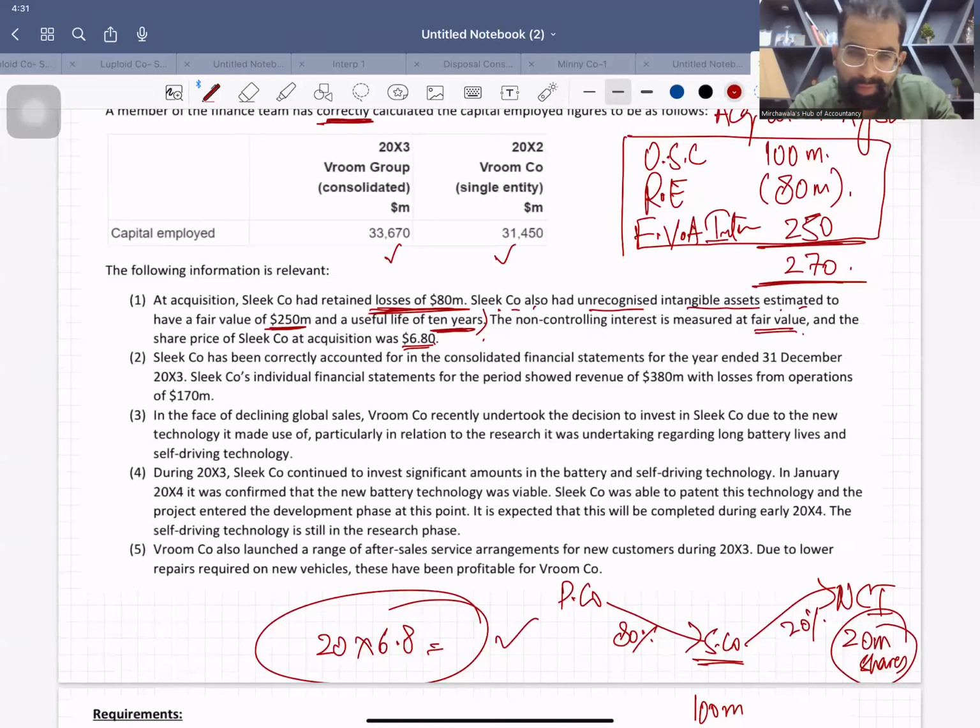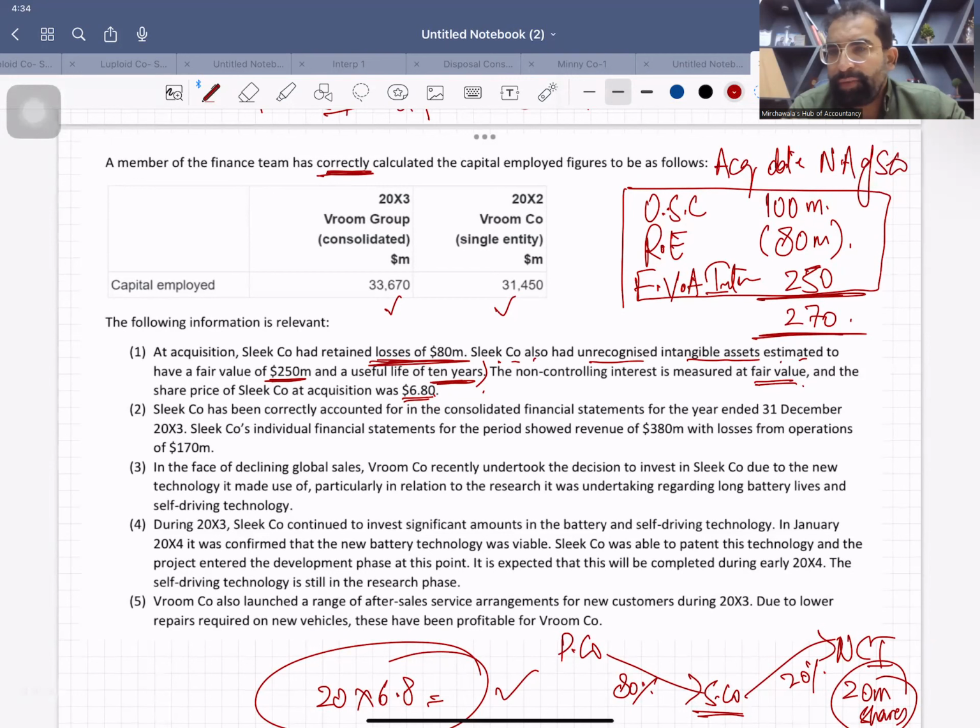Okay. So we have calculated COI, yes. We have calculated the acquisition date net asset packet, see in front of you. We have calculated the fair value of NCI, everything. So within seconds, we are going to grab 4 easy marks, right?